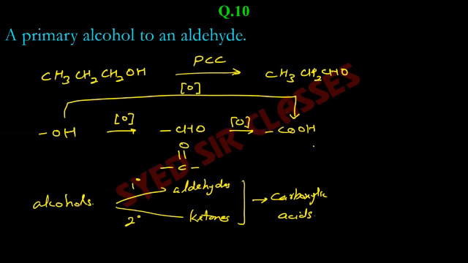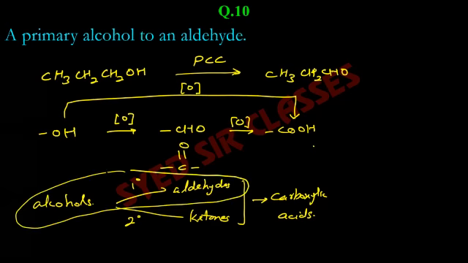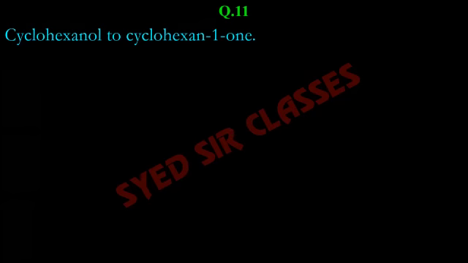So PCC is actually a good oxidizing agent which converts alcohol to aldehyde. Because we are talking about primary alcohol, that's why aldehyde. So this sequence is followed here. Primary alcohol to aldehyde. Next, cyclohexanol to cyclohexan-1-one.